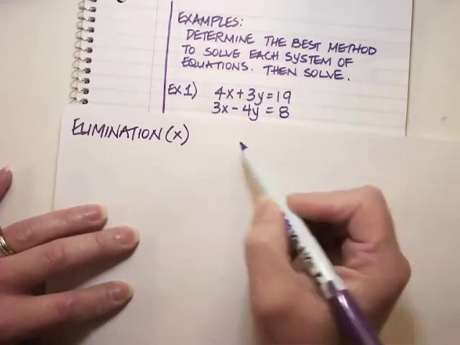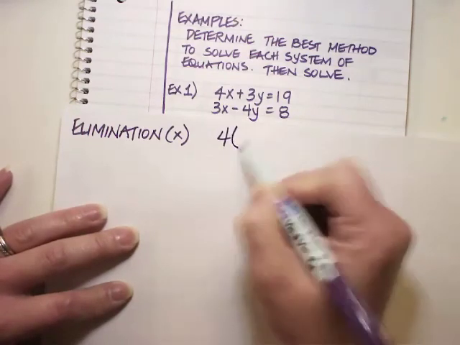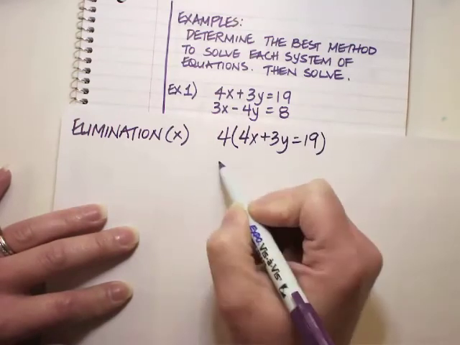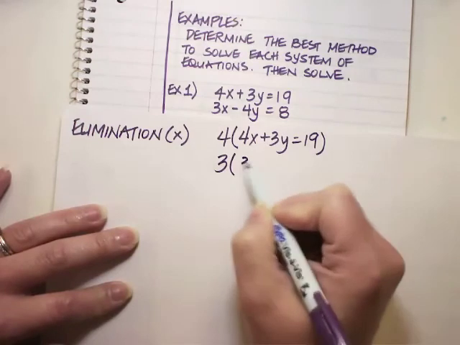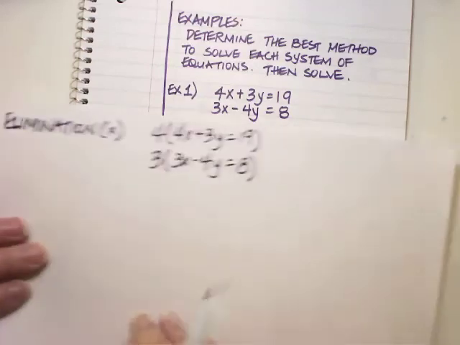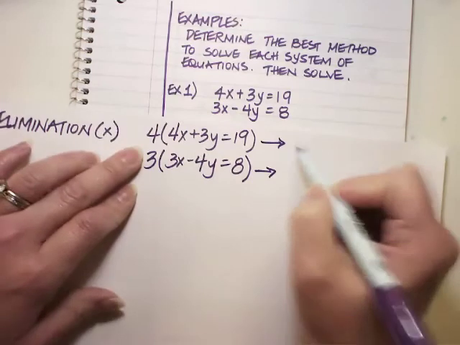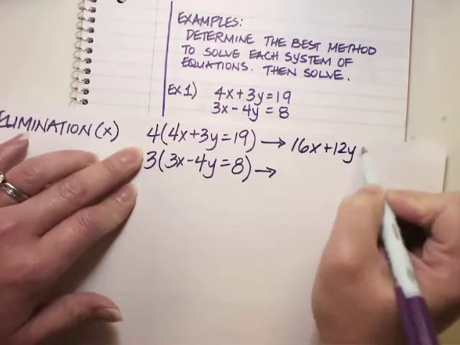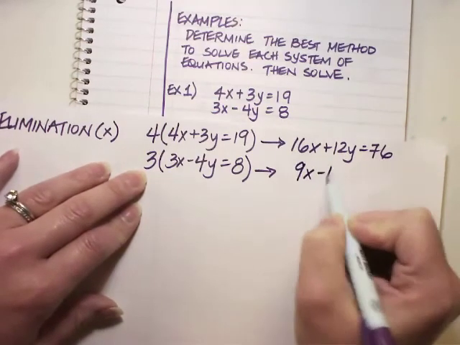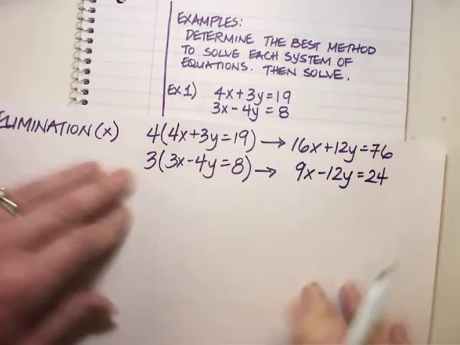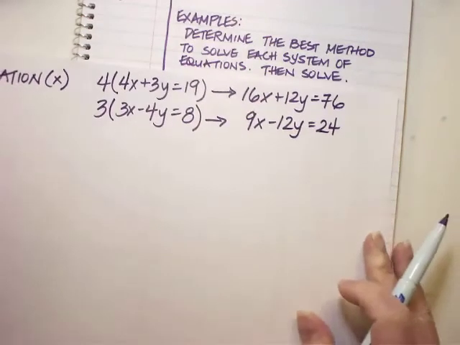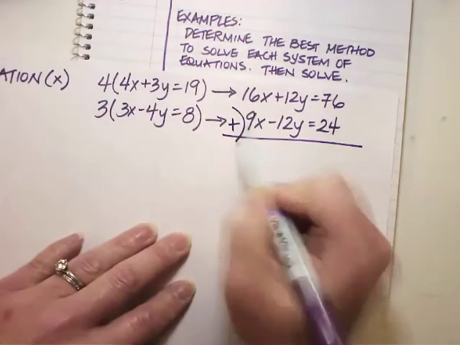So I'm going to multiply the first equation by 4 to get 12 for the y. So 4 times 4x plus 3y equals 19. And for the second equation, I'm going to multiply by 3, so I get 3 times 3x minus 4y equals 8. Okay, then I'm going to multiply it. On the first one, I'll get 16x plus 12y equals 76. And distributing the 3 out on the second equation, I would get 9x minus 12y equals 24. Now you'll notice I have one positive and one negative, so I'm going to add these two together.